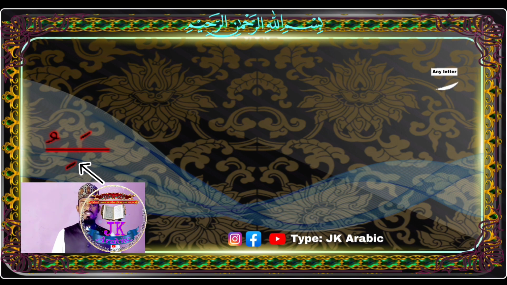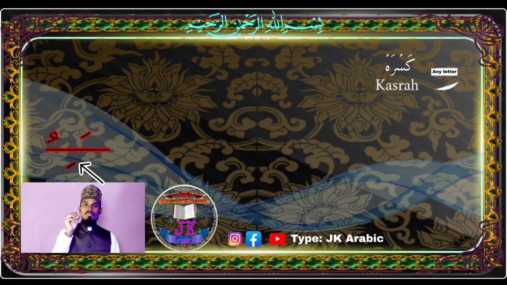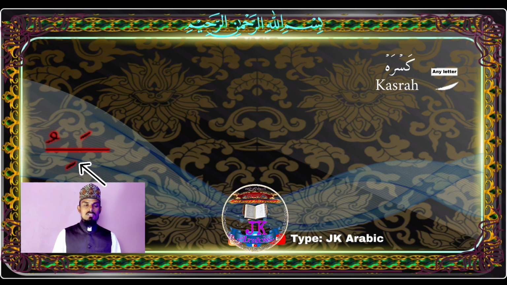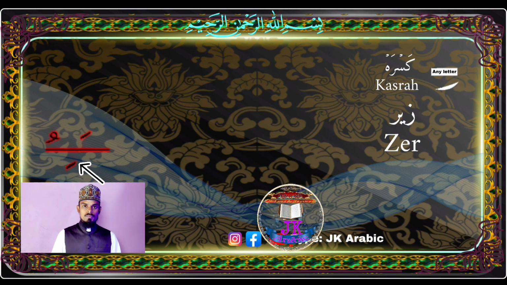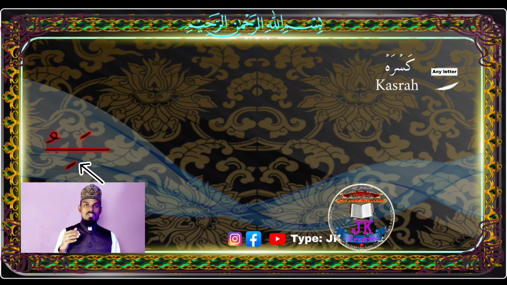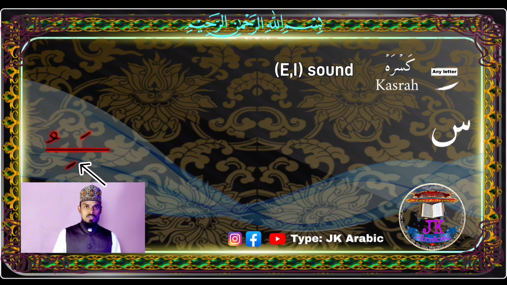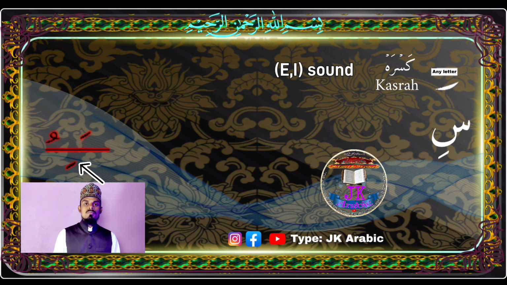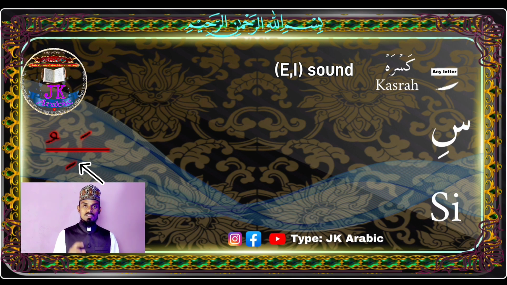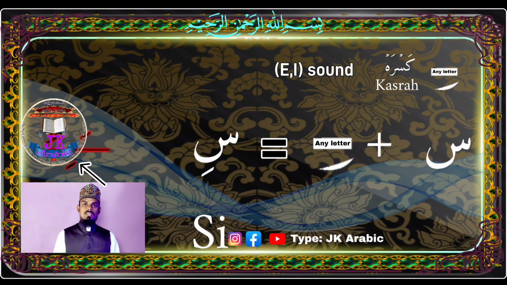And this mark is Kasrah. The small line placed below a letter is Kasrah. In Urdu and Farsi, it is Zair. So Kasrah enables the letter to produce a short E sound. For example, this is Seen. When Kasrah is placed below this letter, it produces a short E sound and Seen becomes Si. Seen, Kasrah, Si.